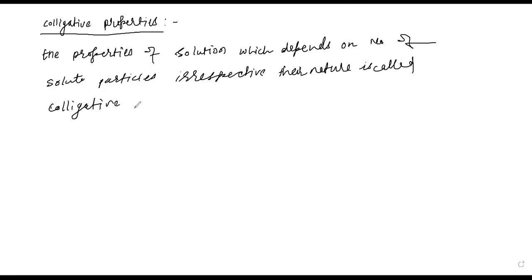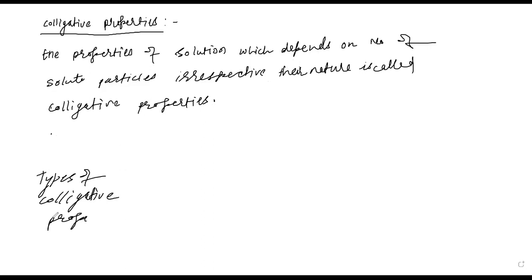So you have to understand that they do not depend on the nature. They can be more, they can be less, but they depend on the number of solute particles. What are the types of colligative properties? And why do we study colligative properties? That we will get to know. First, try to understand the types.